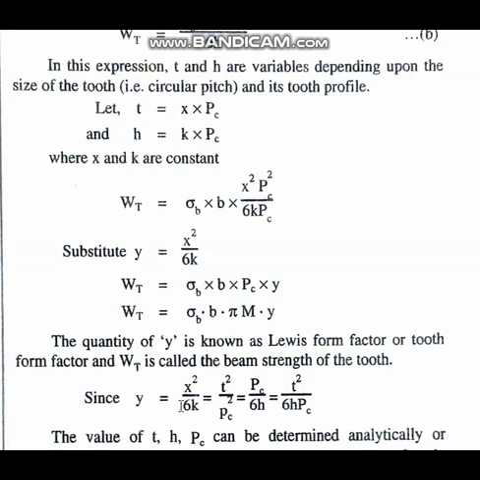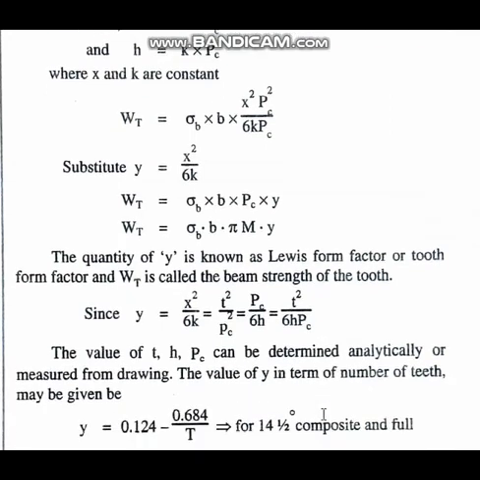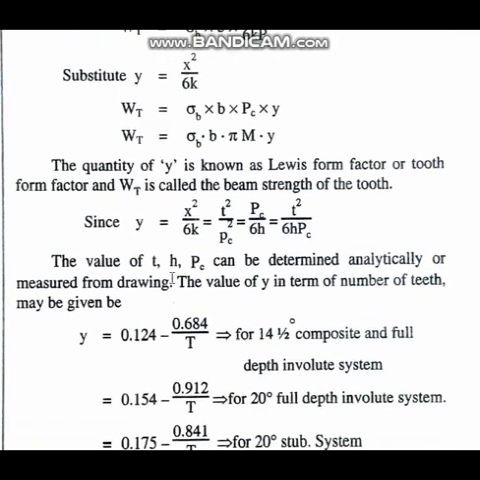Okay, and h is equal to k into pc into h. Maybe here it should be into. This is x square, this is 6k. Here it is not equal to, it should be dot or into, and so this becomes 6 square upon 6 hpc. So the value of hpc can be determined analytically or measured from drawing.